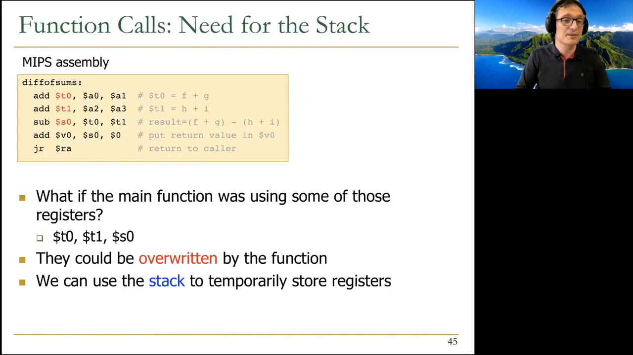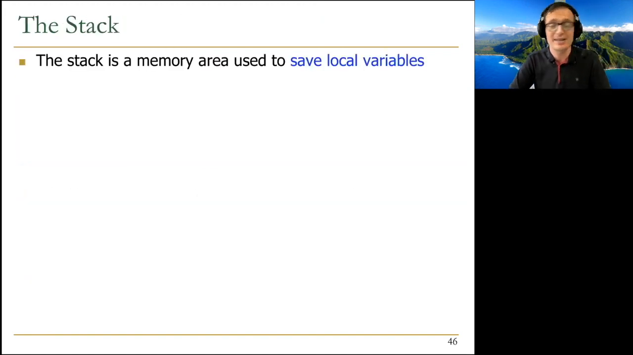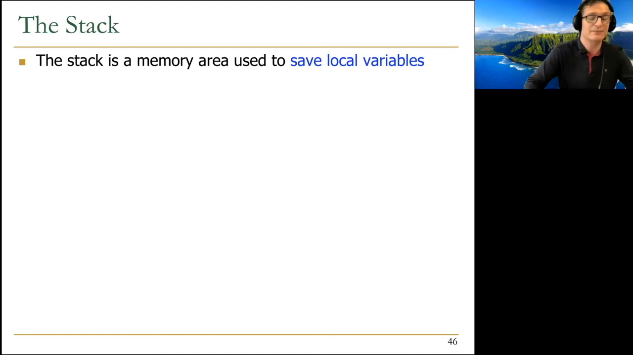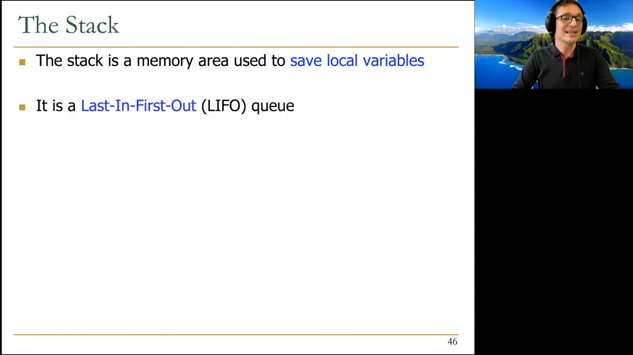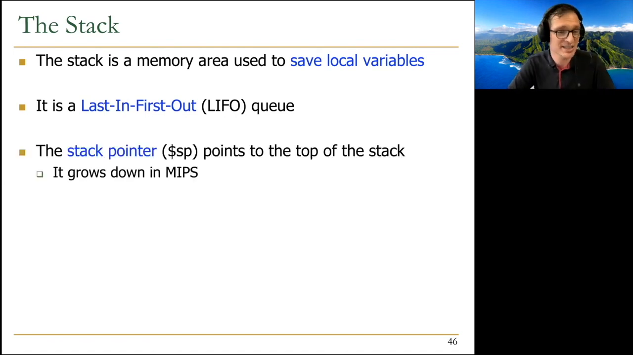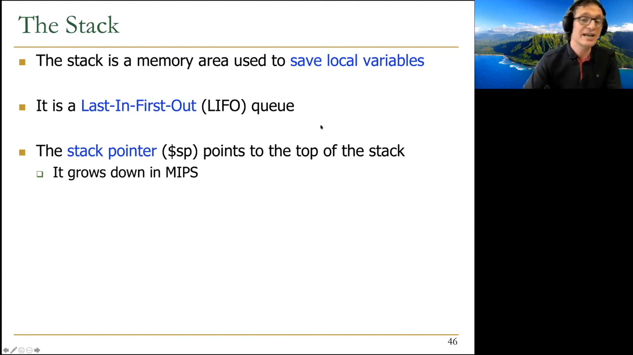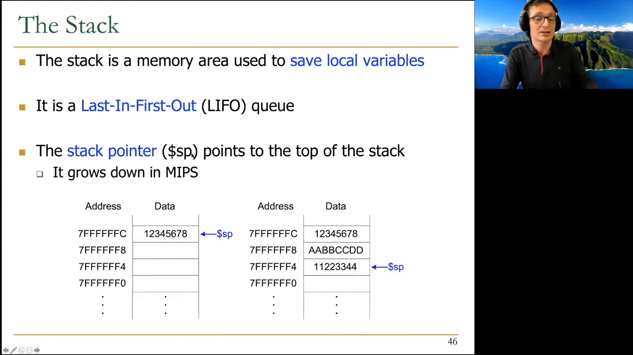So the concept of a stack is basically a memory area that's used to save local variables that we operate on temporarily. It's a last in, first out queue. You may have seen this in other programming language courses. The stack pointer is a special register that points to the top of the stack. It goes down in MIPS. It's a convention. Again, all of these things are conventions. Even the naming is convention, right? So it looks like this, basically.